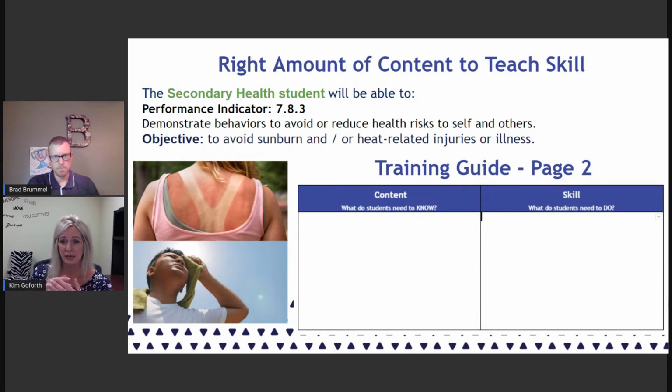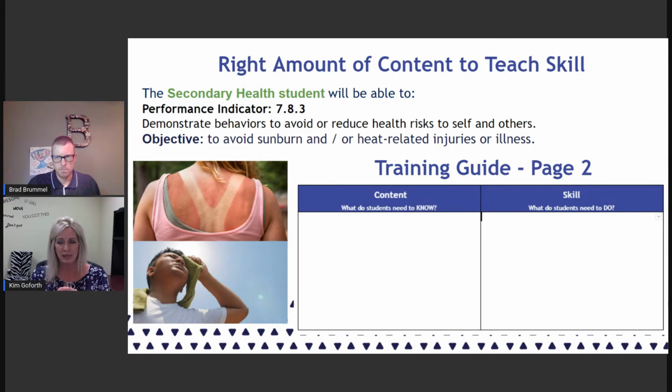And so now it's time to put your true health instructor hat on and look at a 7th grade health topic. And we look at this performance indicator, and we've listed that for you here, but the indicator talks about demonstrating behaviors to avoid or reduce health risks to yourself or others. So if we look at just the objective, we fine-tune that, and the skill in the objective is to avoid sunburn and or heat-related injuries or illness. And so that's your main point.